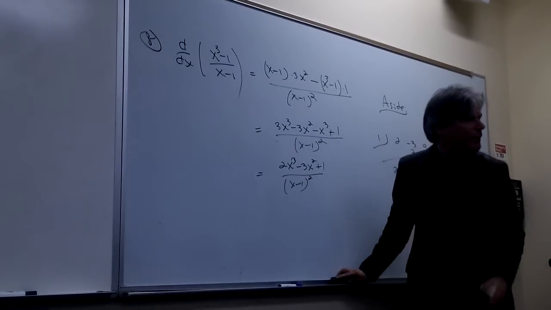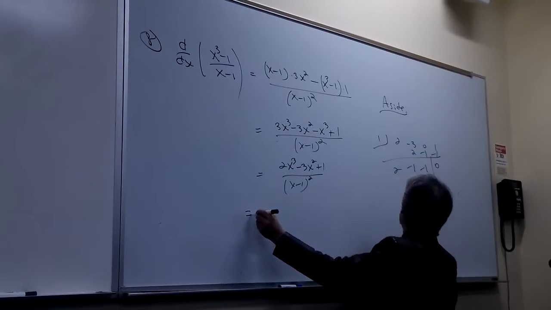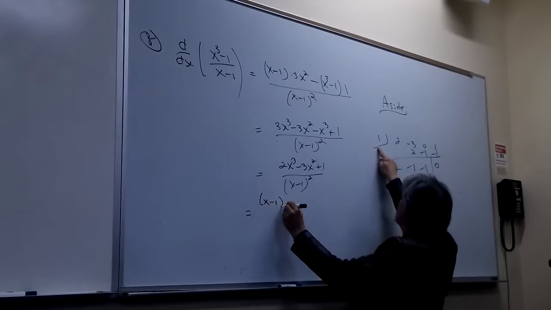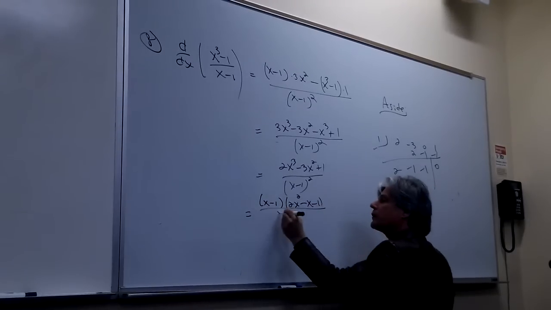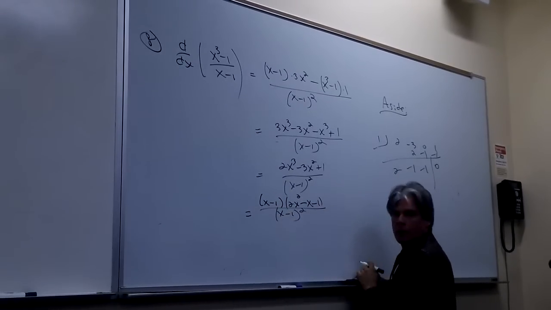So, making this example of that, I think that numerator factors quite nicely into an x minus 1 times a 2x squared minus x minus 1, all over x minus 1 twice.